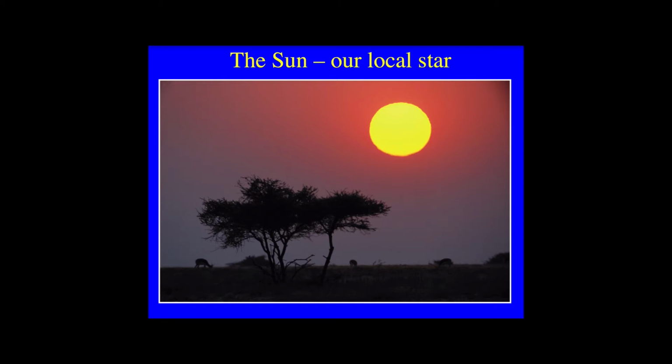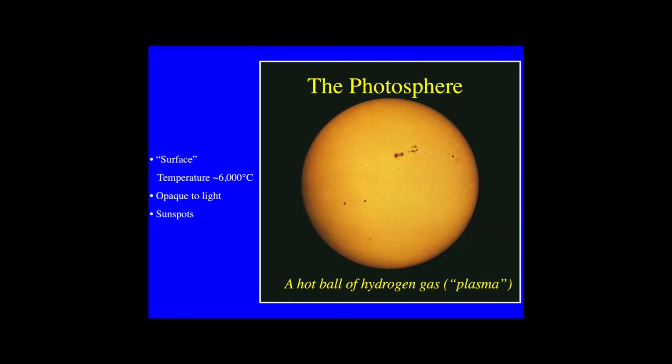The Sun is also our local star, a ball of hot hydrogen gas whose engine is driven by nuclear fusion in its core. Let us take a closer look at our local star. This yellow ball that we see in the sky each day shows us the Sun's photosphere. It is where the light from the Sun escapes from, to then arrive at the Earth 8 minutes later.